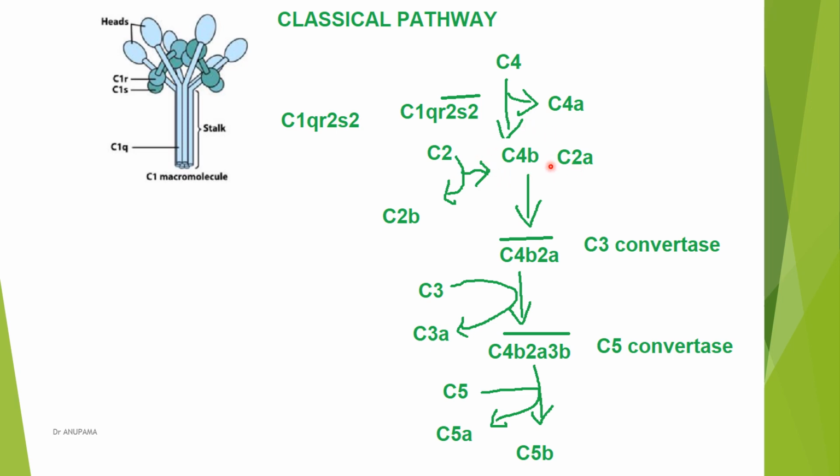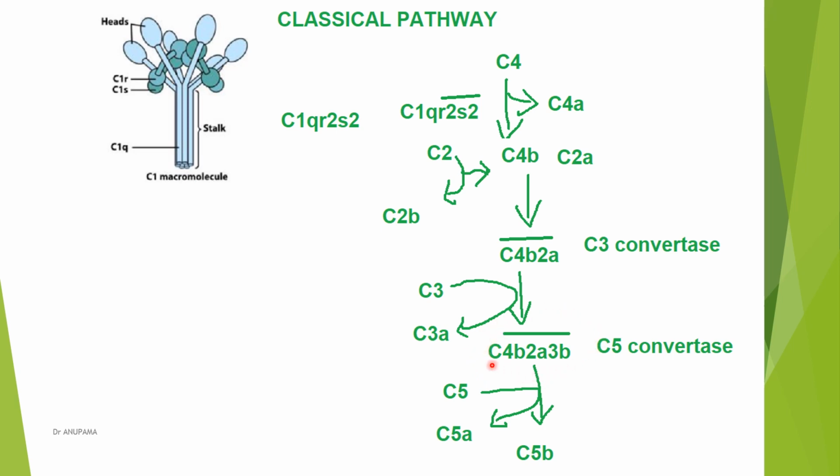This is the reverse case, the only one. Generally the larger component B is retained, but here the smaller component is retained, and what you have is the C4b2a complex. We have put a bar indicating that this is enzymatically active, and this we call the C3 convertase. This C3 convertase now splits C3, and C3a, the smaller component, drifts away while the C3b component comes and binds here. This becomes the C4b2a3b complex, which we call the C5 convertase.